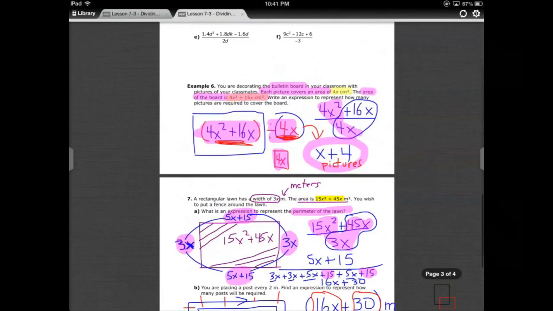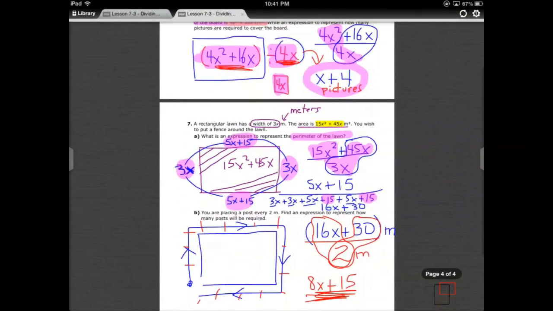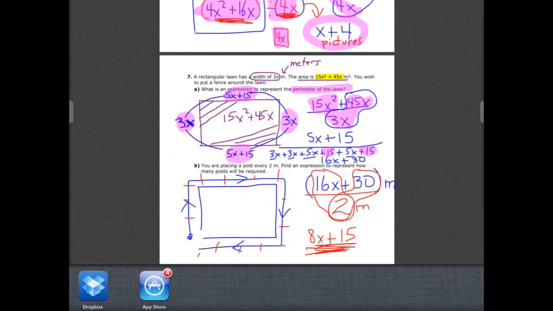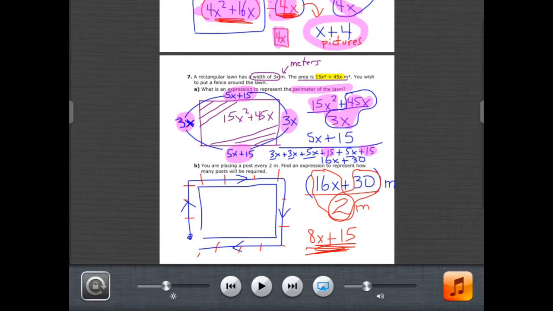Now, as we glance back, we've got quite a bit of pink and blue and red. Okay, folks, that's the end of the notes for section 7-3, dividing polynomials by monomials. Okay, have a good one.